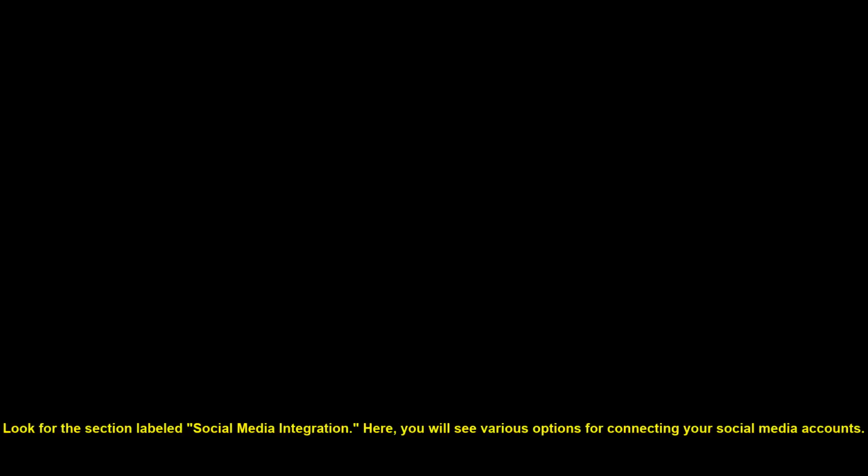Look for the section labeled Social Media Integration. Here, you will see various options for connecting your social media accounts. Select the social media platform you wish to integrate, such as Facebook, Twitter, or LinkedIn. Click on the corresponding Connect button next to the social media platform.